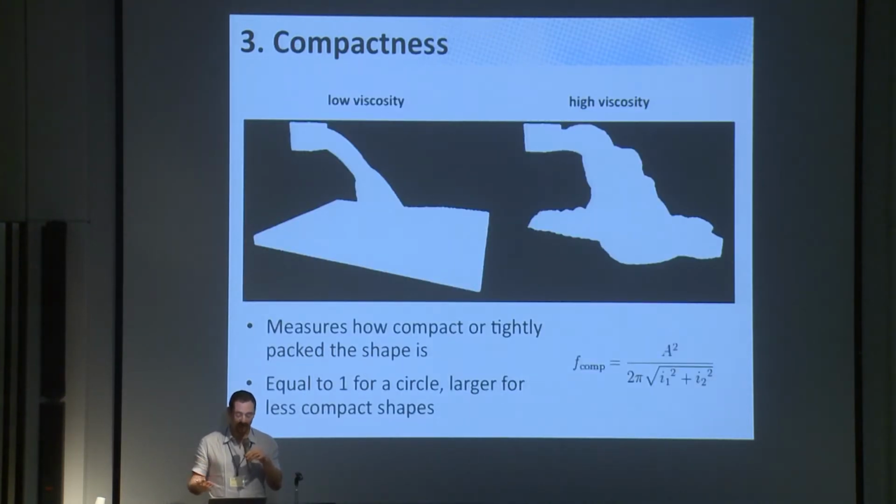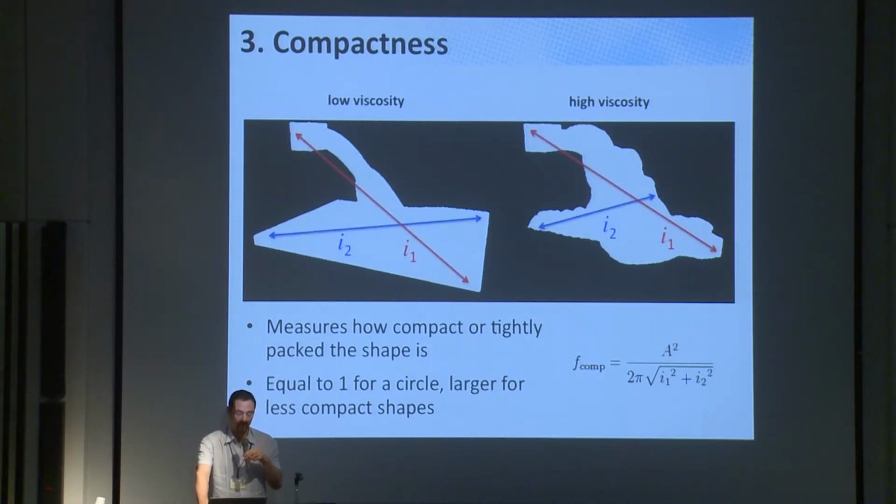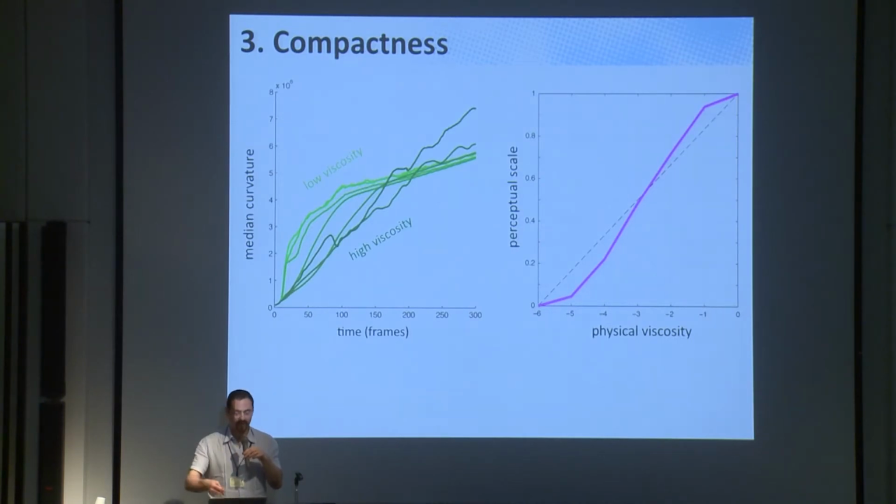You can do this with other things. So the compactness, it seems that lower viscosity liquids tend to spread out more, whereas high viscosity liquids tend to remain relatively compact. So we can just measure this with a very simple compactness measure, and again, derive this, and you end up with a prediction that comes out of that.